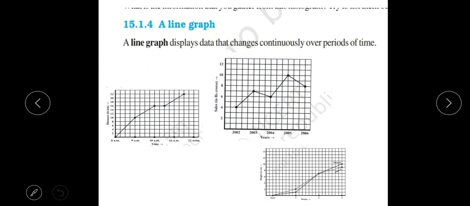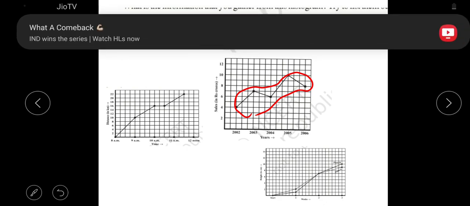Now a new graph we are going to discuss this year: a line graph. What is a line graph? A line graph displays data that changes continuously over periods of time. Look at the examples. Here the data is represented by bits of line segments joined continuously. Look at this. How do we draw a line graph? That we are going to discuss next.